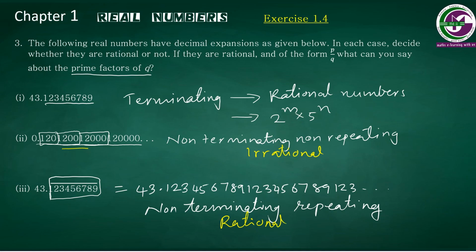Now every rational number can be expressed in the form of p by q. Then what will be the form of q? The q cannot be in the form 2 raised to m, 5 raised to n, because it is repeating. When it is repeating, that means it is not in the form of 2 raised to m, 5 raised to n. There can be some other prime numbers as the factors of the denominator. Okay, so that's all for this chapter, chapter 1, real numbers.